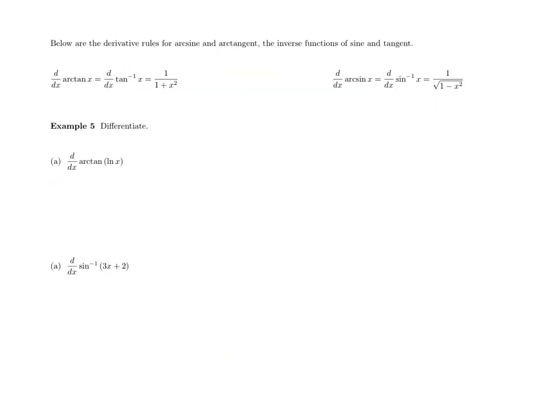In the last part of the section, I simply just want to introduce the rules for arctangent and arcsine. So we won't derive them, I will simply state them and we'll try them in a couple of examples. If you see arctangent or tangent inverse, this is referring to the inverse of the tangent function. And when you take its derivative, you get 1 over 1 plus x squared.